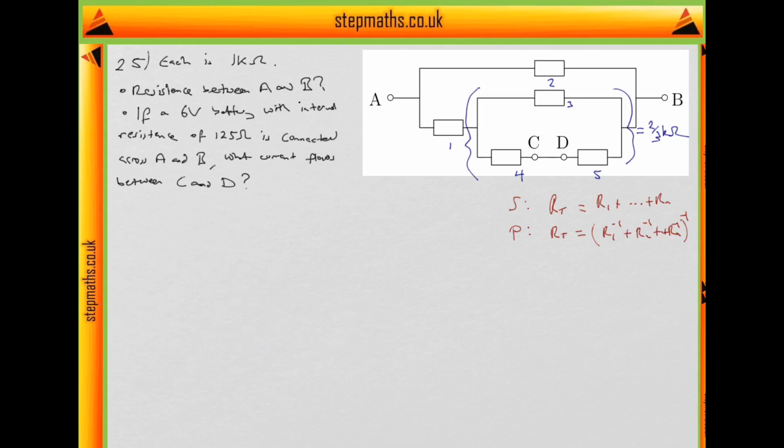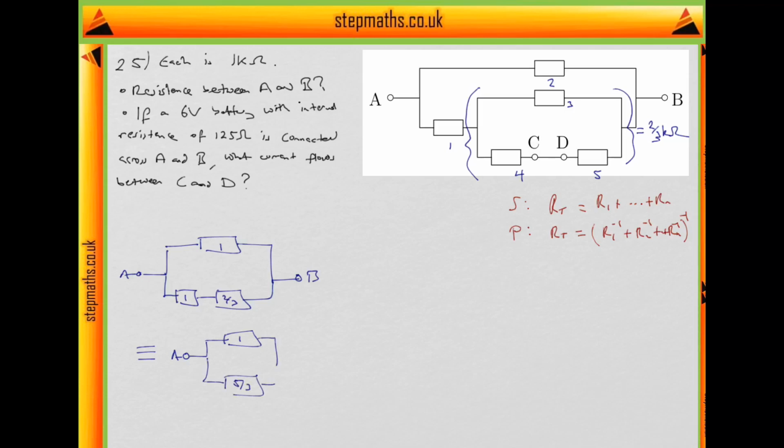Okay, so let's remove this. Now we can redraw the whole circuit with A here, and up here we have our resistor of 1 kilo ohm at the top, and then B. And then down here we have the 1 again, but now we have a resistor of 2/3, which is the resolved resistor of these 3. Then we simply add these two in series. So that is equivalent to a resistor of 1, and a resistor of 1 plus 2/3, 5/3, and then B. And now we simply add these in parallel.